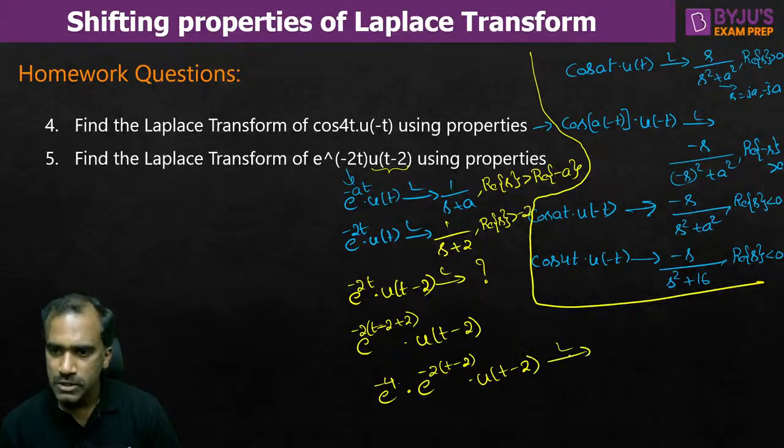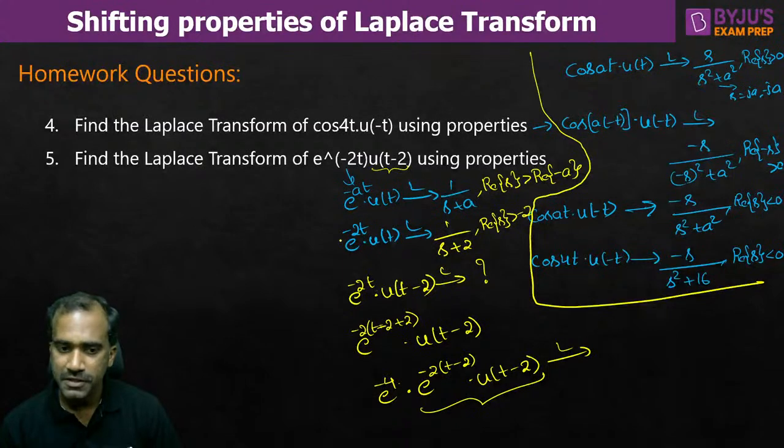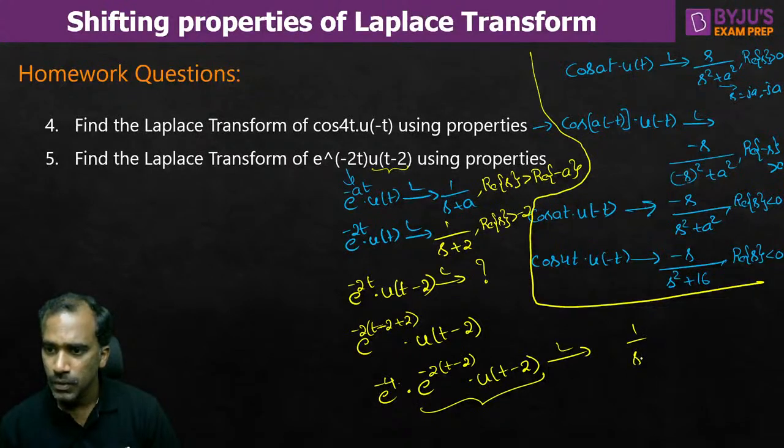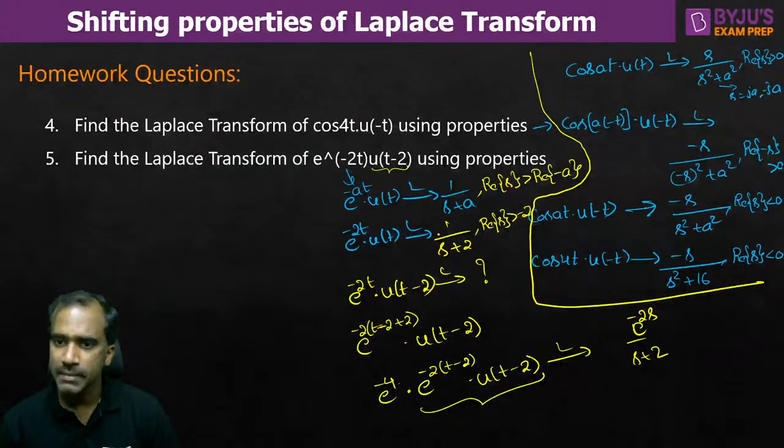Now let's find the Laplace transform of this one. This part is looking like a time shifted version of this. If this is x of t, this looks like x of t minus 2. Correct? So what is the Laplace transform? The Laplace transform of this part is the same as the Laplace transform of this one, 1 by s plus 2. Because of time shifting, if this is x of t, this is like x of t minus 2. So the Laplace transform will be e power minus 2s into the same Laplace transform.